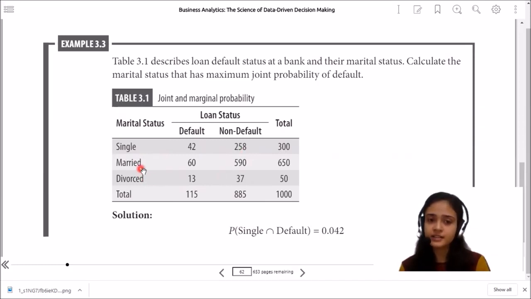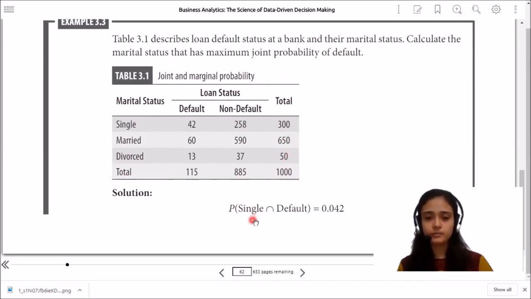Similarly, for the marital status as married, 60 are from default, from the non-default is 590, and the total is 650. And the total number of observations over here is 1000. So these are my total number of observations. So I want to calculate the probability of all the marital status related to the loan status as default. So I'm finding out the joint probability, that is the intersection. So I'm writing probability of single intersection default, and I'm getting the answer as 0.042.